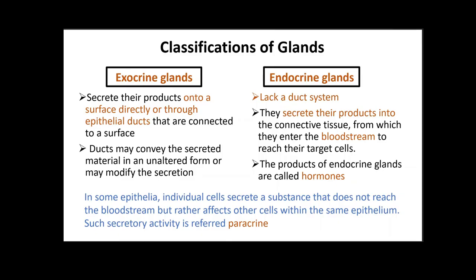Where will this secretion go? It will go inside the connective tissue and then will be absorbed and go inside the blood or the lymphatic tissue, mostly the blood. It's a product that we call hormones. So your sweat gland is an exocrine gland because the sweat comes out on your skin. You feel that.